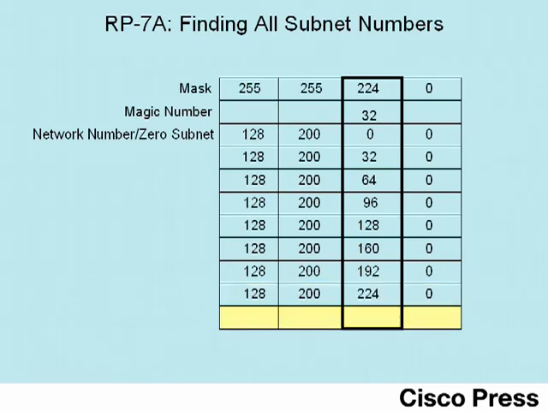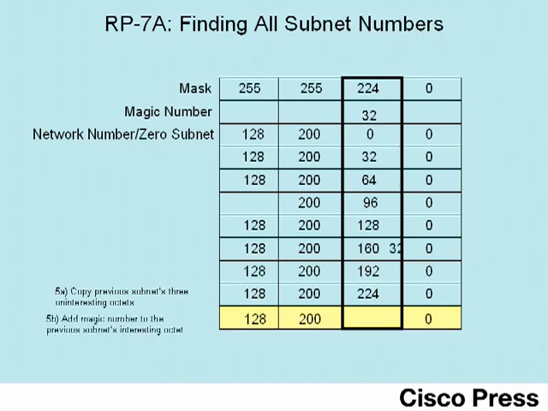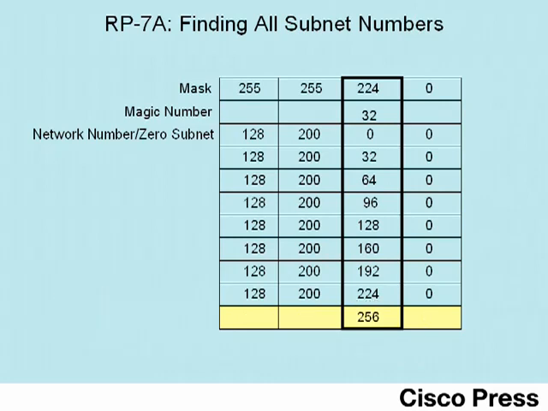Now we're close to the end of the table, and as you might guess, we're almost to the end of the process. At this point, we just keep repeating the process, copying the 3 boring octets to the next line, adding the magic number of 32 to the previous subnet number's value. In this case, we get a value of 256 as this last subnet number.